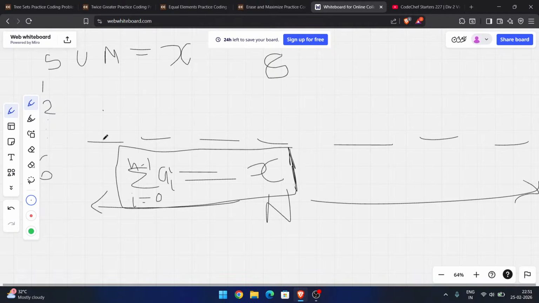Now suppose x was, let's say, 8. So suppose there were 7 dices and we want the sum 8. What we can do is put 1, 2, 3, 4, 5, 6, and now 2 here. So what we have done, we have put a number on everything.